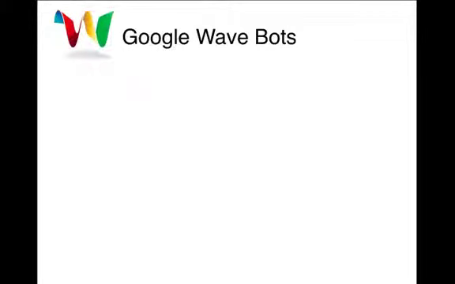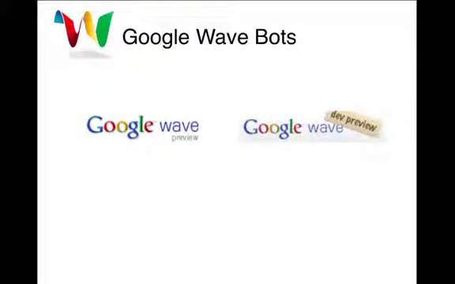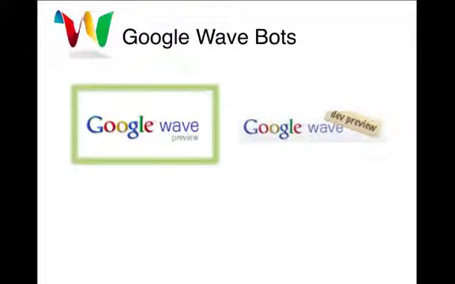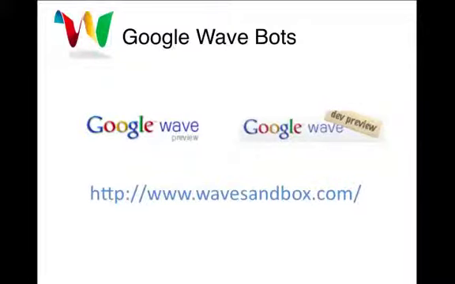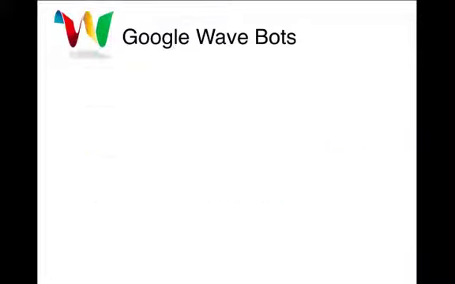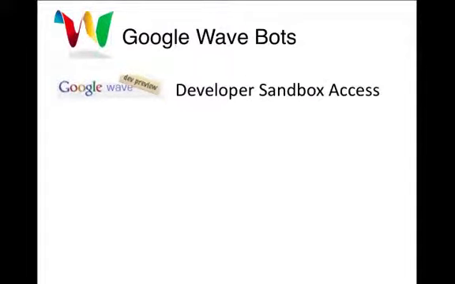To start, I'd like to note that there are actually two versions of Google Wave, Public Preview and Developers Preview or Wave Sandbox. Public Preview was the one I used in part 1 of my report, and now I will use Wave Sandbox to test my demo Wave bot. The Wave Sandbox can be accessed at wavesandbox.com. To create WaveBots, these are the basic requirements. First, you need a Wave Developer Sandbox access. You can get one at this address.